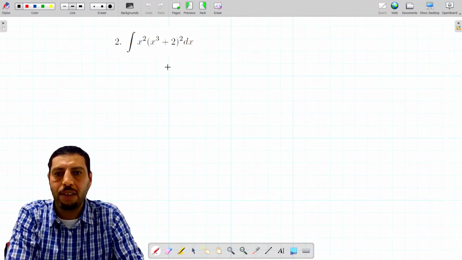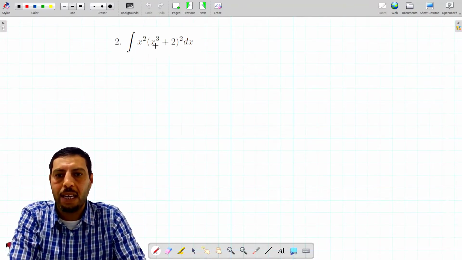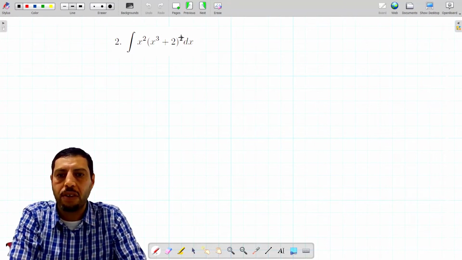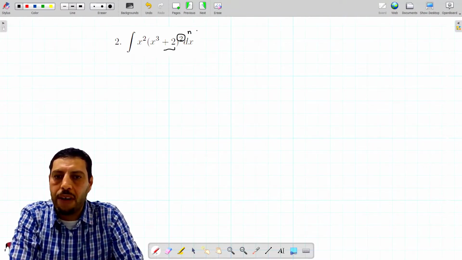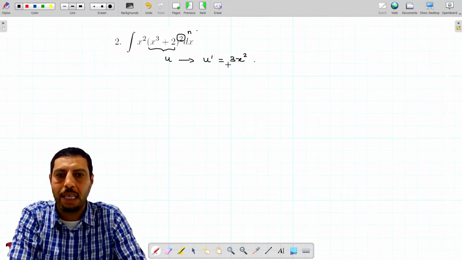Now, for the second one, we have x squared times x cubed plus 2 squared as an integrand. Okay? So again, here I have a function to the power of 2. So my candidate is the power rule. I will set my n to 2. My function u of x is x cubed plus 2. So if u is x cubed plus 2, u prime is 3x squared.